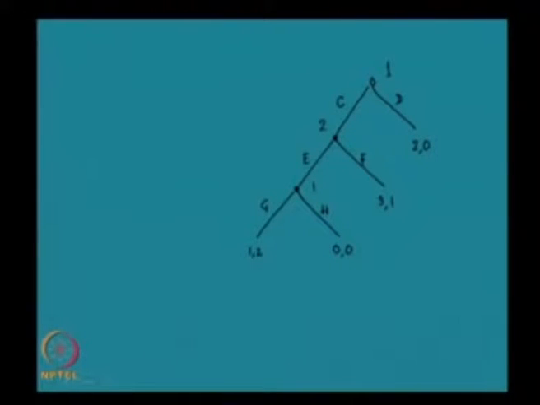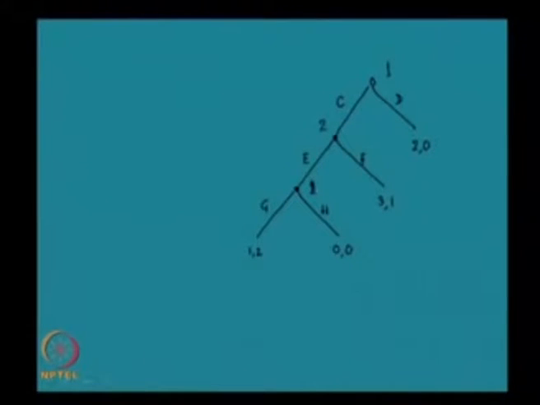And if E is taken by player 2, then player 1 gets to move in stage 3, and the actions that he can choose from are G and H. If G is chosen, then he gets 1, player 2 gets 2. If H is chosen, both of them get 0 each.